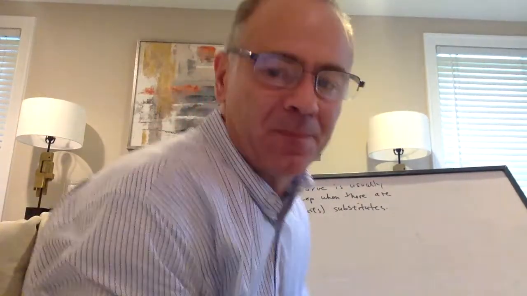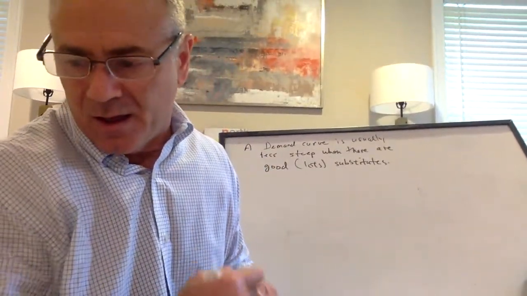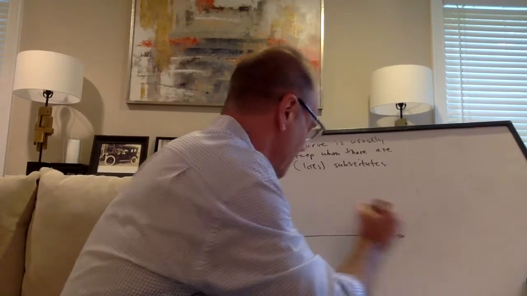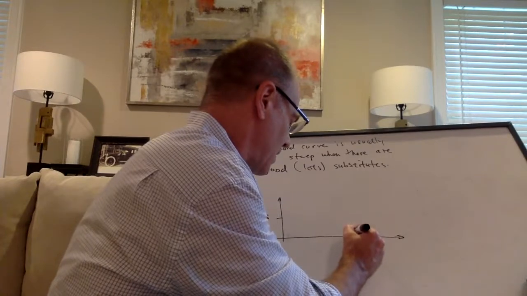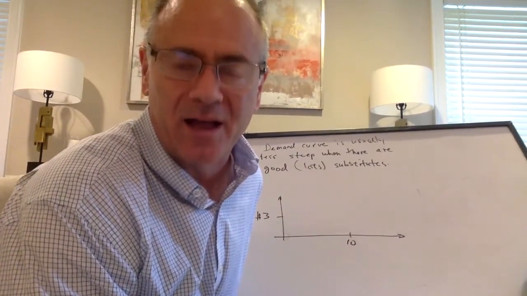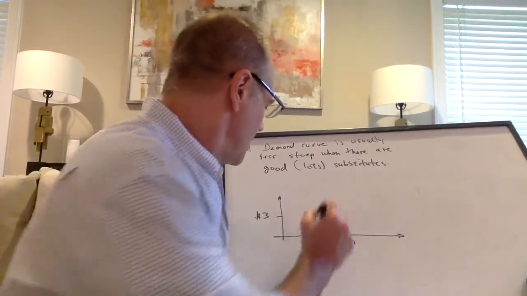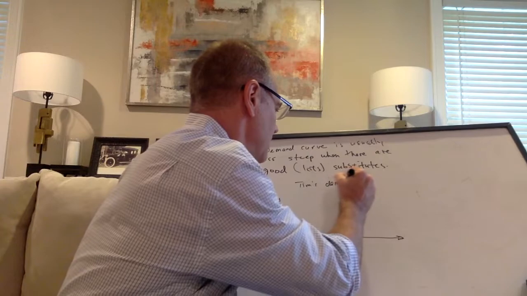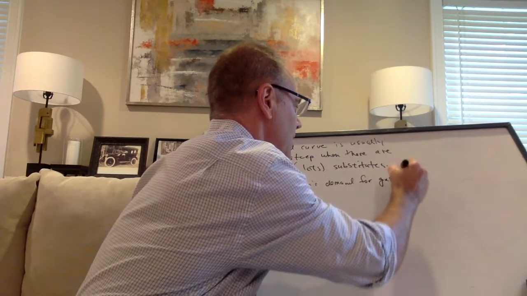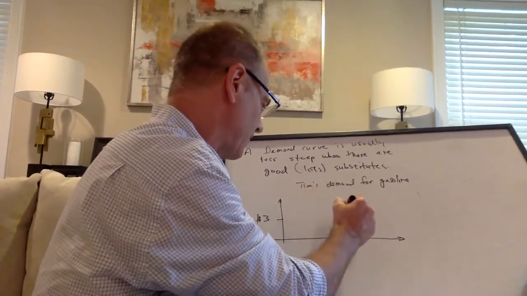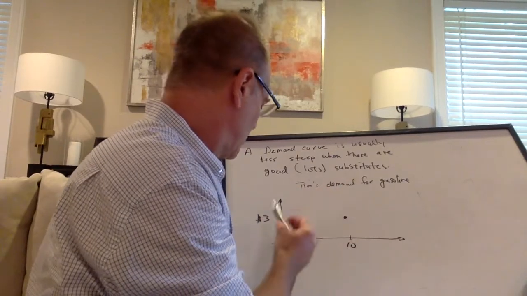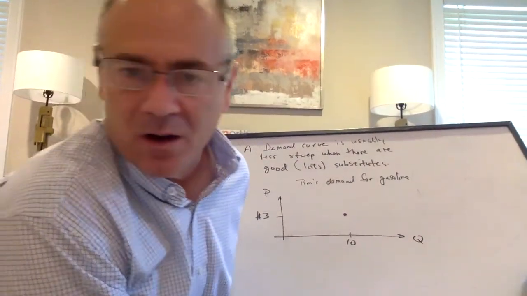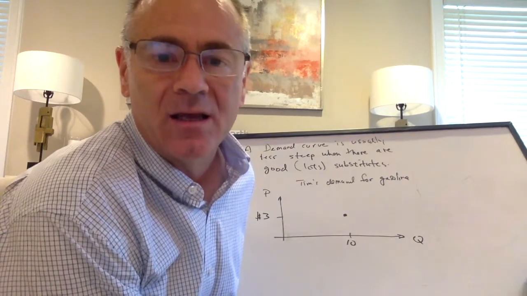Here's what I think is about true for me. In any given week, the price of gasoline is currently about $3 a gallon. In any given week, I consume about 10 gallons. I'm not sure if that's true, but let's say it is. So, a point on my demand curve for gasoline. Tim's demand for gasoline is this graph. When the price is $3, I'm going to demand 10 gallons. Now, what happens when the price is $6 a gallon?